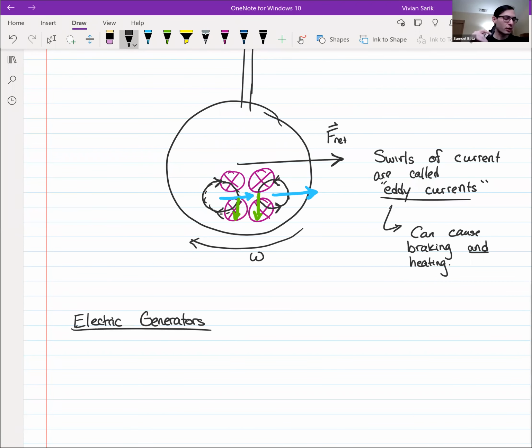Anyway, right. So we put current through a loop to produce a dipole moment, and then that dipole moment experiences a torque which causes the loop to rotate. So we can also do the reverse. You can use the motion of, say, a loop, and we can use magnetic induction.